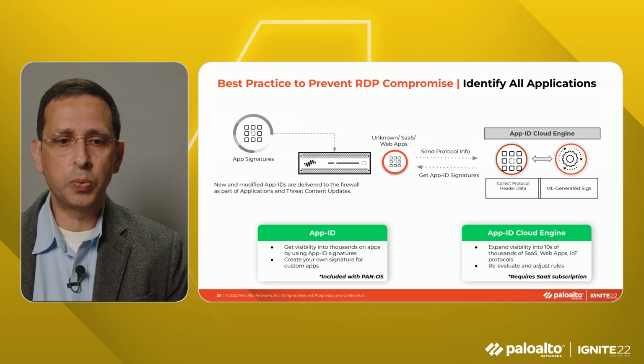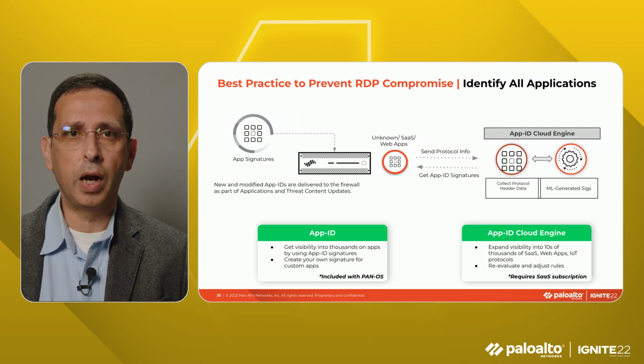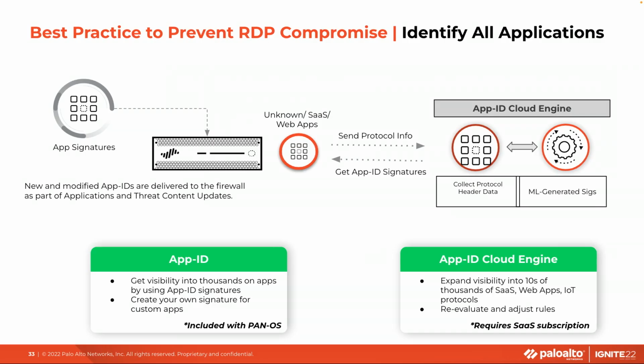Now let's review the best practices required to prevent RDP compromise. Once you have user identification addressed and decryption configured, getting visibility to apps is key. App-ID signatures in PAN-OS provide visibility for over 3,000 apps. This allows you to configure policies for those apps right out of the box. You can also create your own signatures for custom apps.